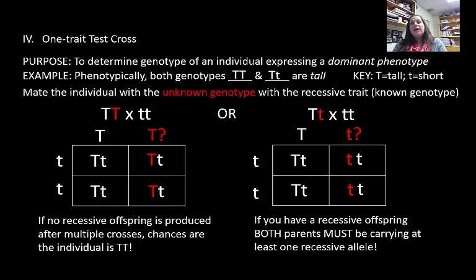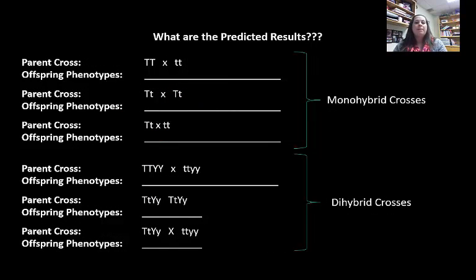So let's take a look at predicted results, because you're going to need to be able to predict these using the Punnett square. If we're looking at the first set here, if the parents were homozygous dominant crossed with homozygous recessive, what are the chances of the offspring's phenotype? Well, they would all express the dominant trait. In this case, if we're looking at T's, that would be considered tall. So they would all be big T, little t, all tall.